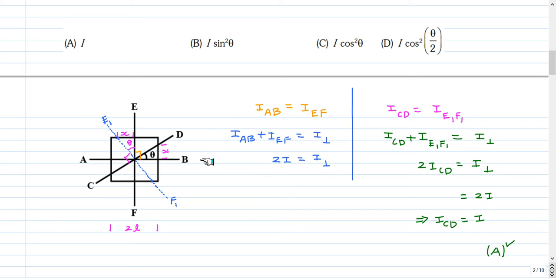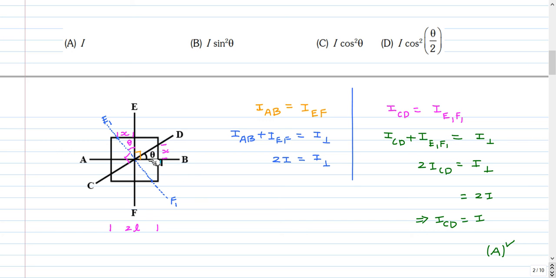Consider the moment of inertia of this square plate about the axis CD and also about an axis E1F1, which makes an angle theta with the axis EF. If you take the EF axis and rotate it by angle theta in the counterclockwise direction, we get the axis E1F1. So the moments of inertia about the axes CD and E1F1 are also the same.